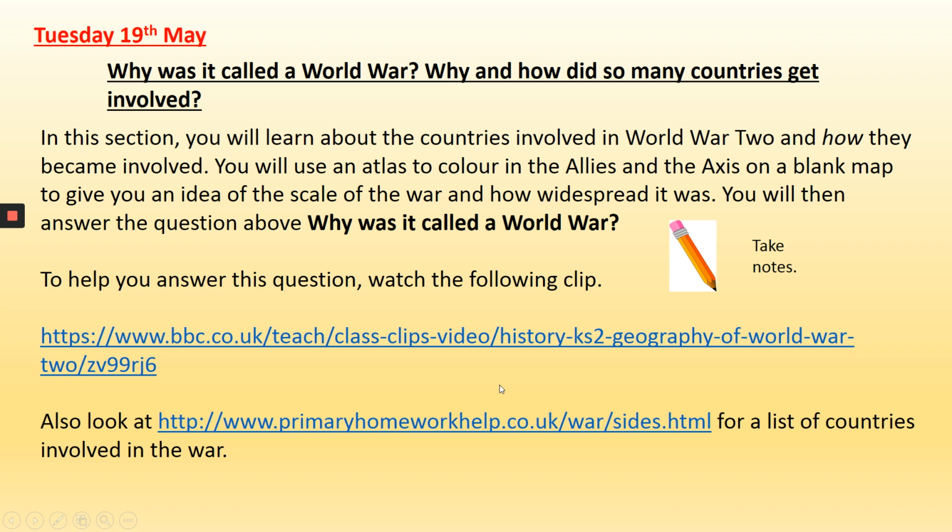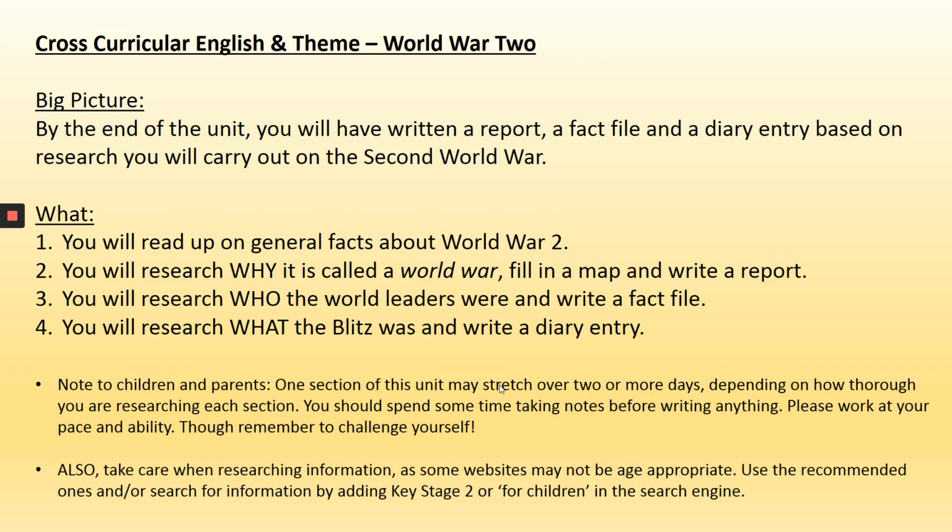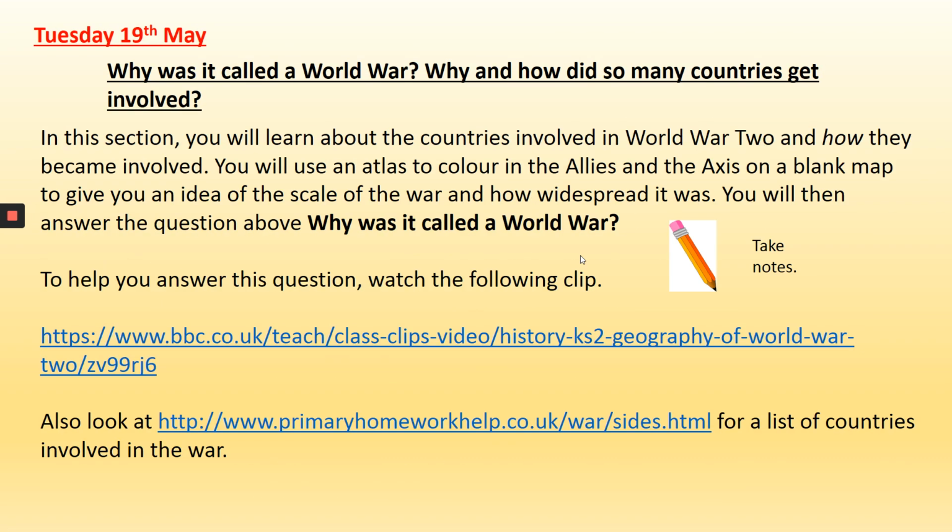In this section, you're going to learn about countries involved and how they became involved, which you did a little bit of yesterday. You're going to use an atlas to colour in the Allies and Axis on a blank map. That's going to give you an idea of the scale of the war and how widespread it was. If you remember, I said looking at the first slide, we're going to have a geographical link here to really help us understand the scale of everything. So you're going to be doing that, and then you will answer the question above: why was it called a world war?